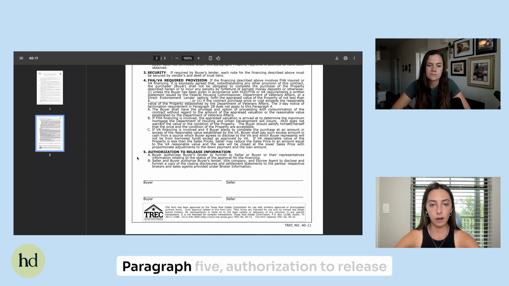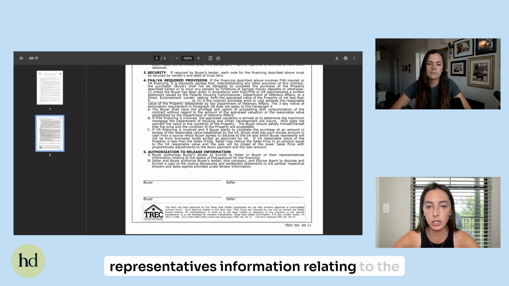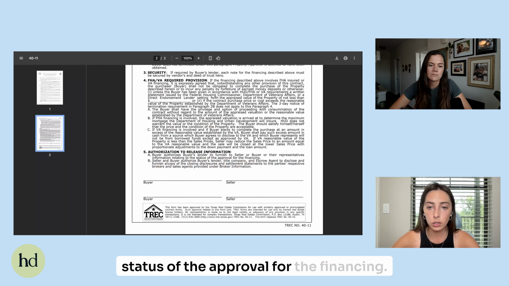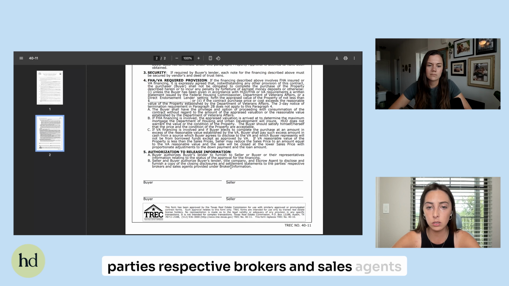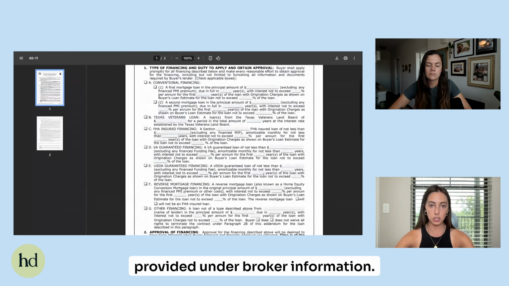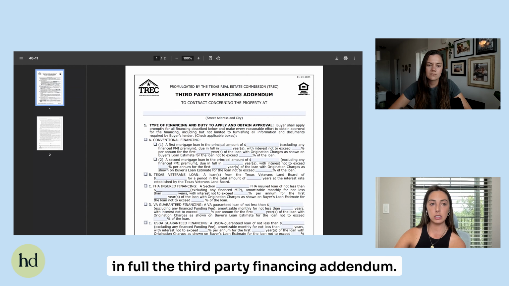Paragraph 5, authorization to release information. A, buyer authorizes the buyer's lender to furnish to seller or buyer or their representatives information relating to the status of the approval for the financing. B, seller and buyer authorize buyer's lender, title company, and escrow agents to disclose and furnish a copy of the closing disclosures and settlement statements to parties' respective brokers and sales agents provided under broker information. So that is in full the third party financing addendum.